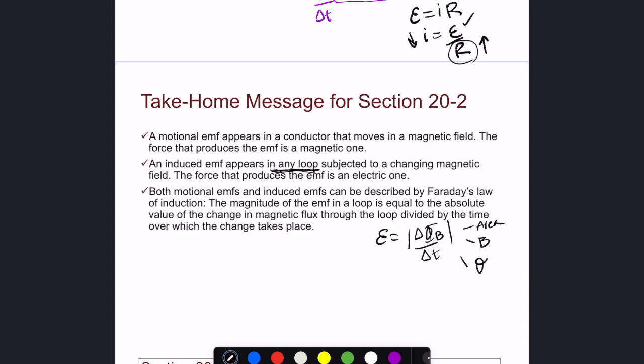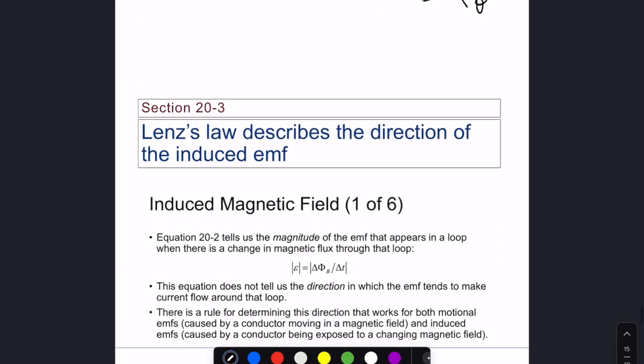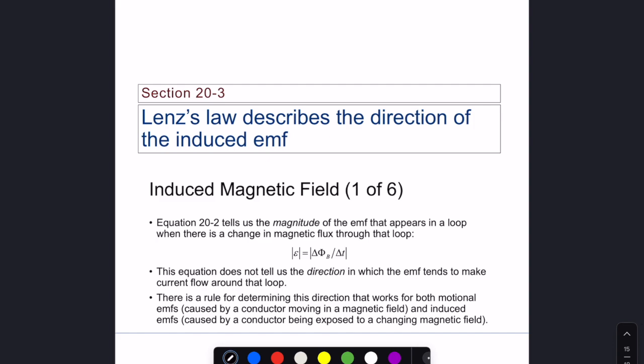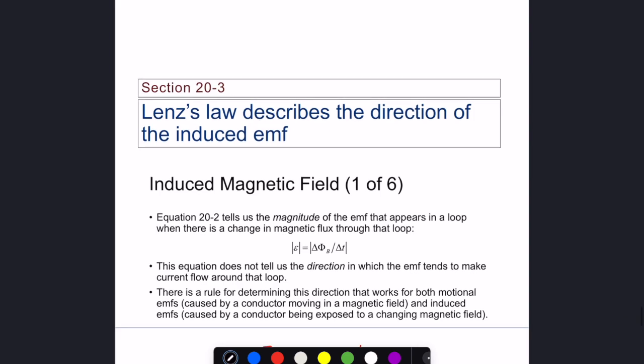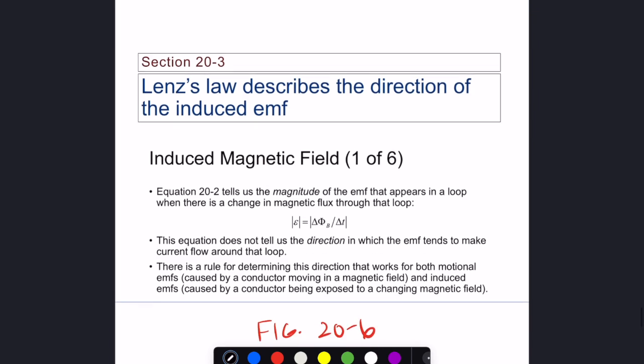So let's move on to Lenz's law, right? So we looked at Faraday's law, which told us the magnitude of the EMF, but it didn't tell us anything about what direction the EMF is and what direction the resulting current would be. So Lenz's law is going to give us the direction aspect of Faraday's law. And we're going to use a right-hand rule, okay? But it's a special one. It's got a couple of steps to it, okay? But it's going to be another right-hand rule.